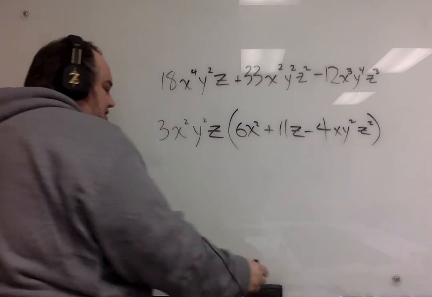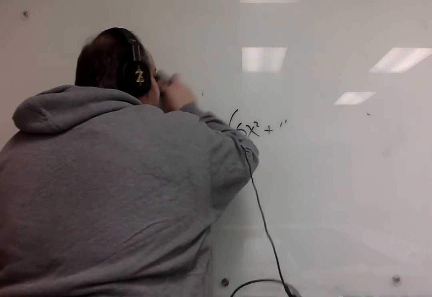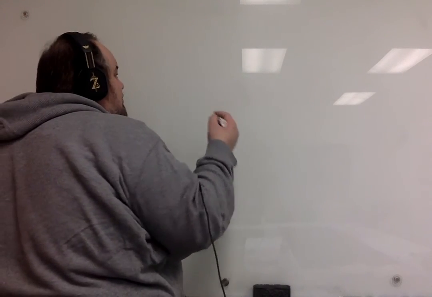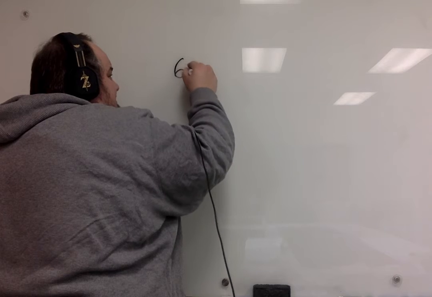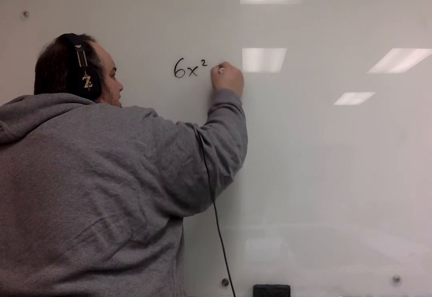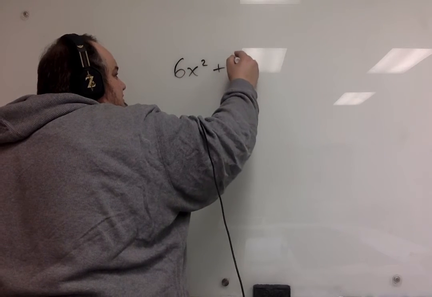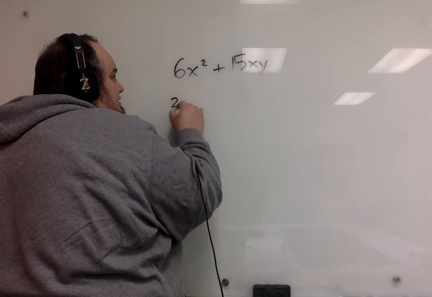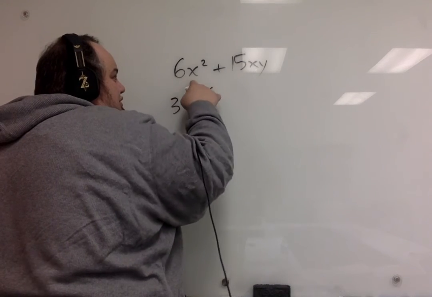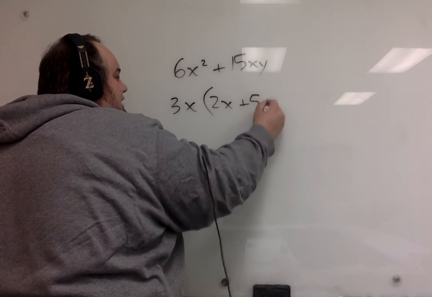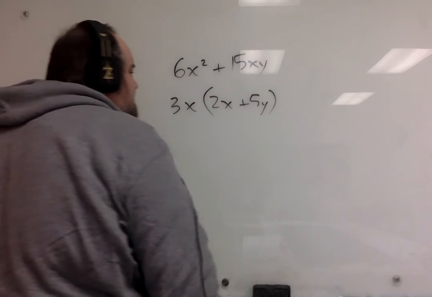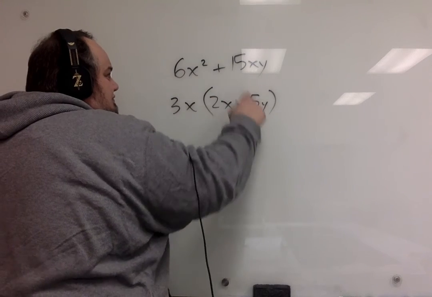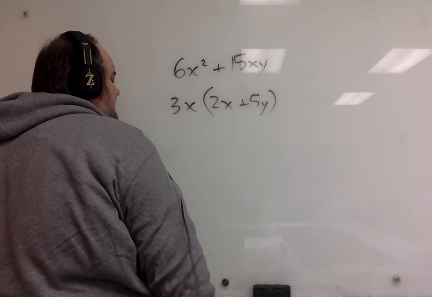Let's look at a couple more examples that are a little easier, just so you can see that most of these are going to be more straightforward. Let's say we had 6x squared plus 15xy. Well, here you could factor out a 3x. We're left with 2x plus 5y. So there's one for you. If you multiply to check, you get 6x squared, 15xy.